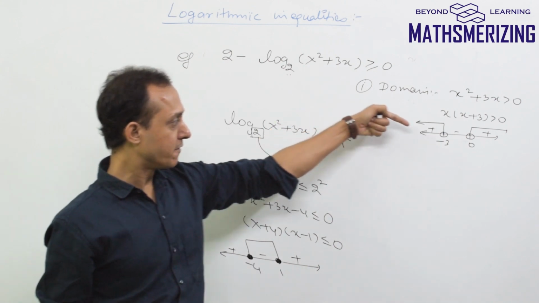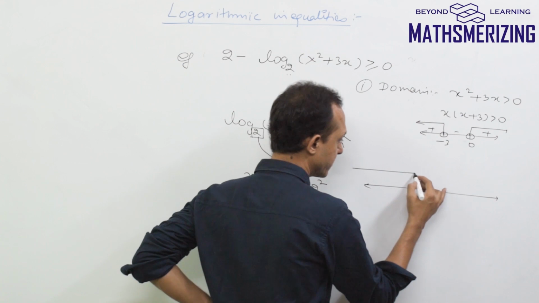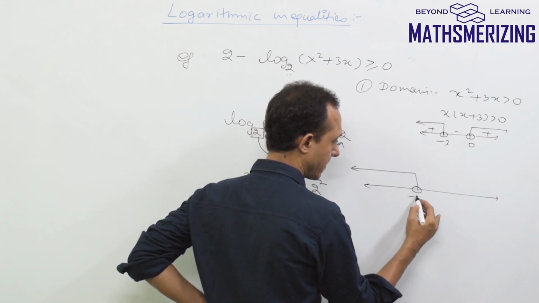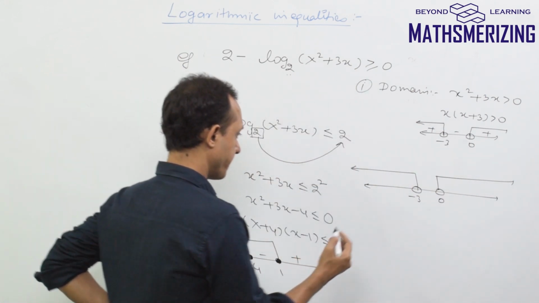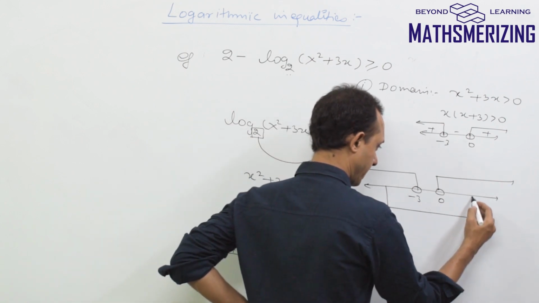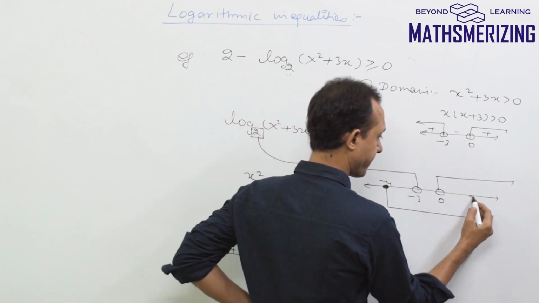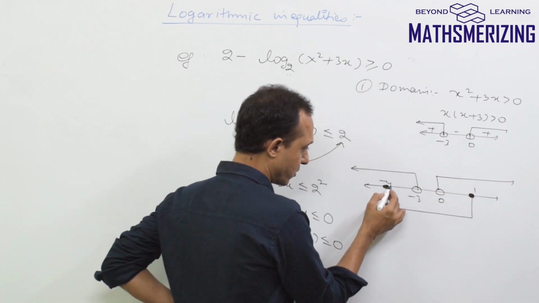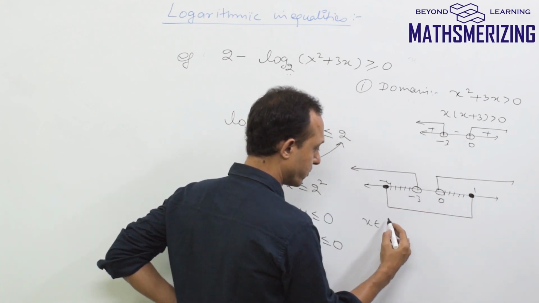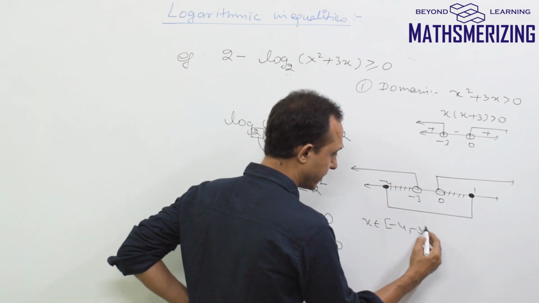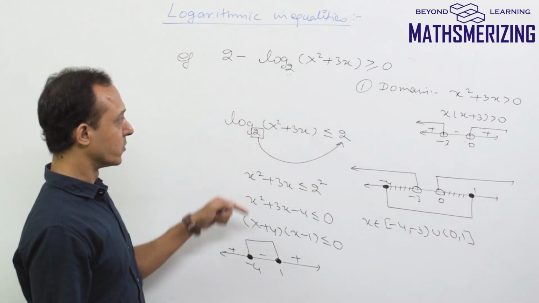Now I need to take the intersection of these two conditions. So I'll draw a number line and write both the solutions. The interval which is common to both is x belongs to, included minus 4 to not included minus 3, union not included 0 to included 1. So that is the answer to this question.